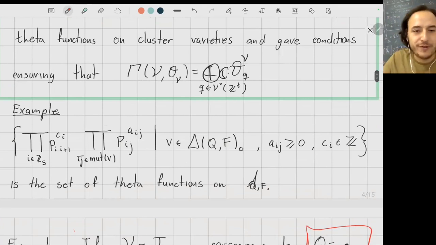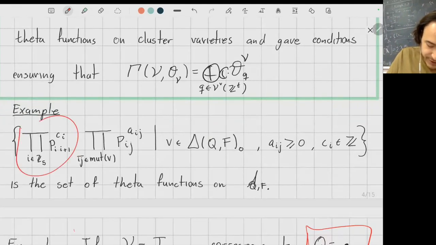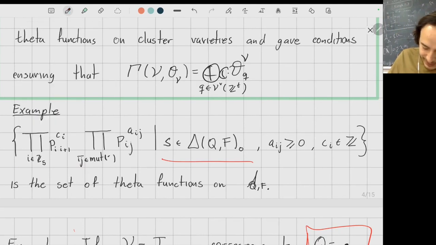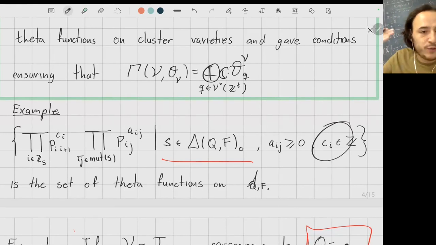For those who know theta functions on cluster varieties, that's perfect. If you don't and you're just sticking to the running example, these are the set of theta functions in my cluster variety. It's just going to be the Plücker coordinates, the frozen Plücker coordinates. I will have a theta function for every vertex S in my simplicial complex, and for every internal arc of the triangulation S, I will have a monomial on the Plückers of those internal edges raised to a positive power, and a monomial on the Plückers corresponding to the edges of the triangulation to an integral power. So those are going to be the theta functions in this case.